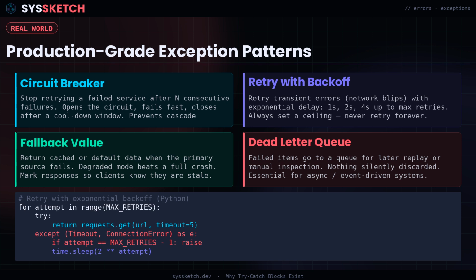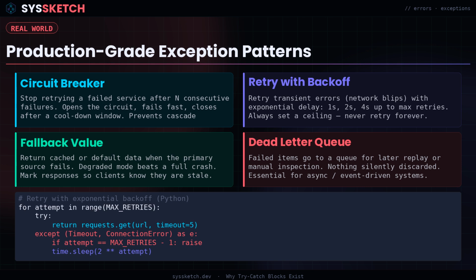In production systems, exception handling is not just a language feature, it is an architectural concern. The circuit breaker pattern stops retrying a failing service after a threshold of consecutive failures and returns an error immediately until the service recovers, preventing one failing dependency from cascading through your entire system. The retry with exponential backoff pattern handles transient errors. Wait 1 second, then 2, then 4, up to a maximum number of attempts. The fallback value pattern returns stale cached data or a sensible default when the primary source is unavailable, giving users a degraded experience instead of a crash.